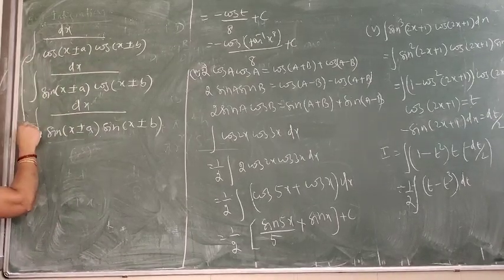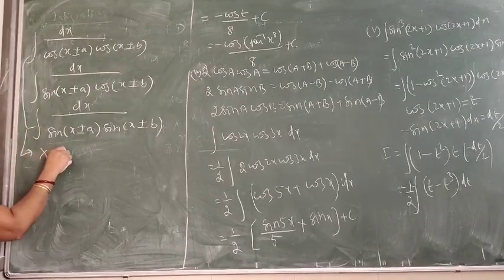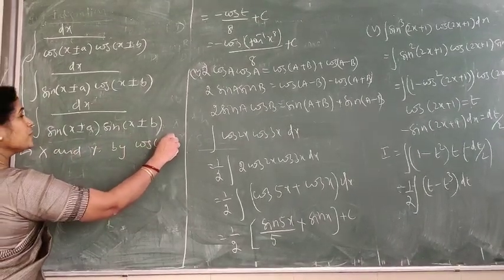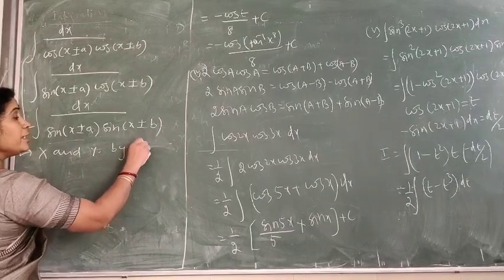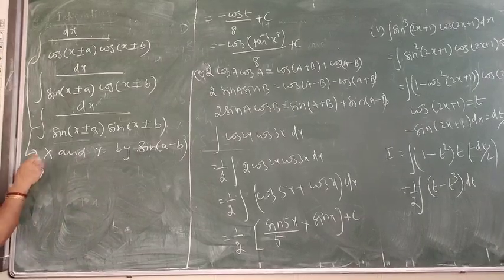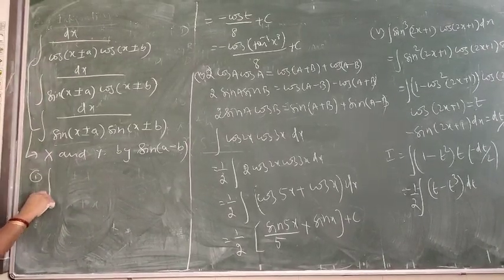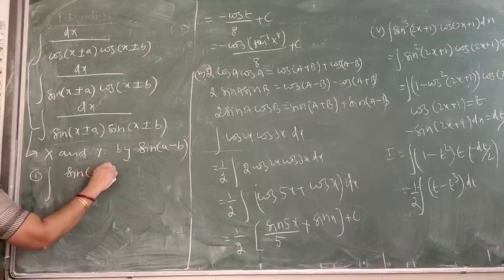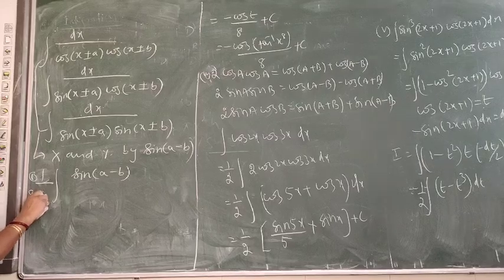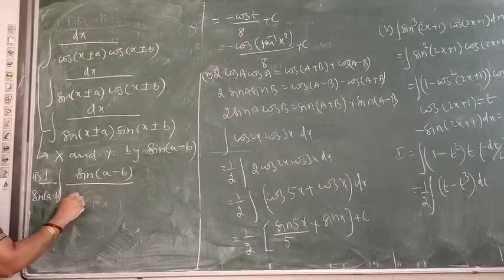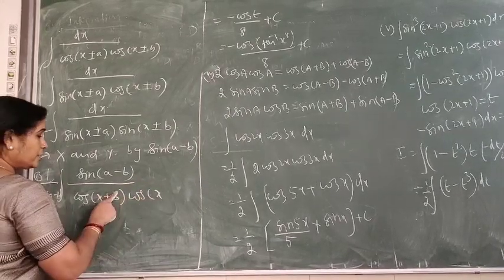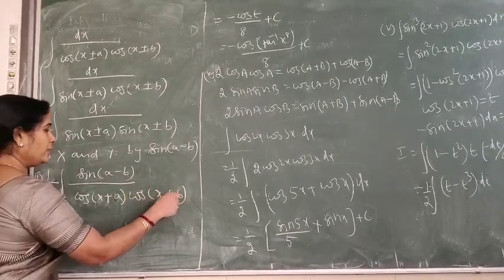So for these two what you have to do is multiply and divide by sine(a minus b), are you clear? Just to give you one example, if I take one question from here, multiply and divide by sine(a minus b). Sine(a minus b) is a constant, it comes out, upon cos(x+a) into cos(x+b), either plus or minus, doesn't matter, into dx.